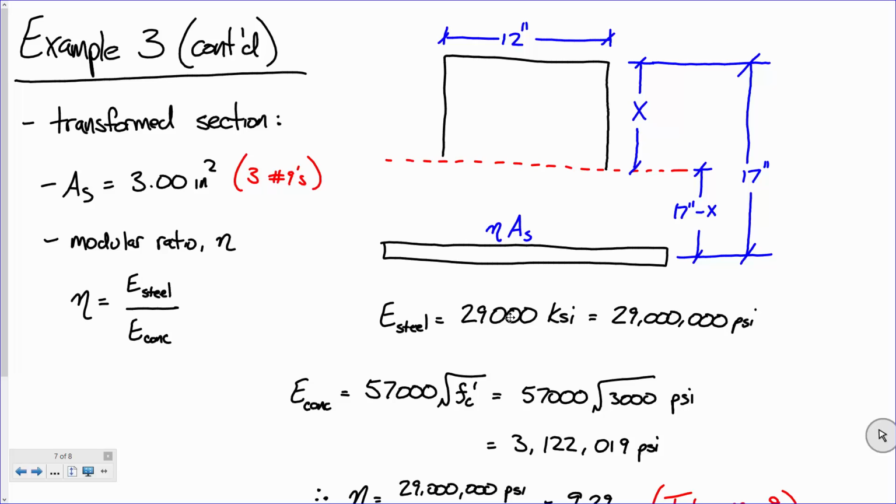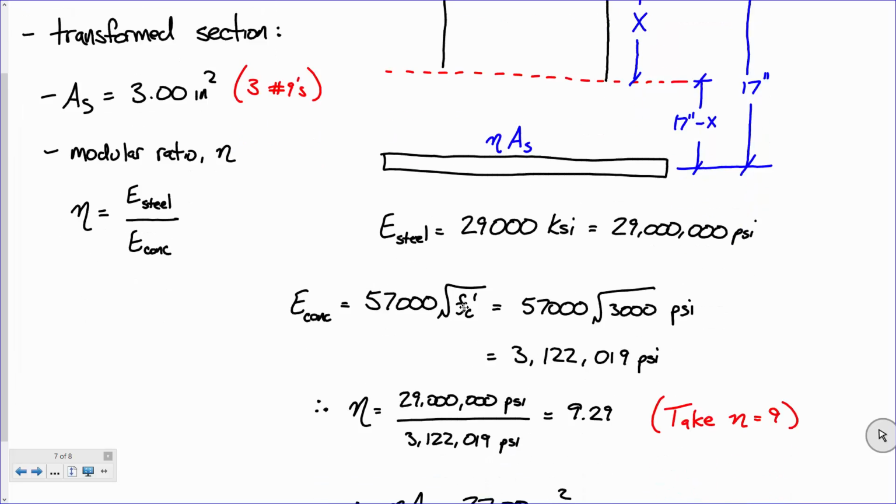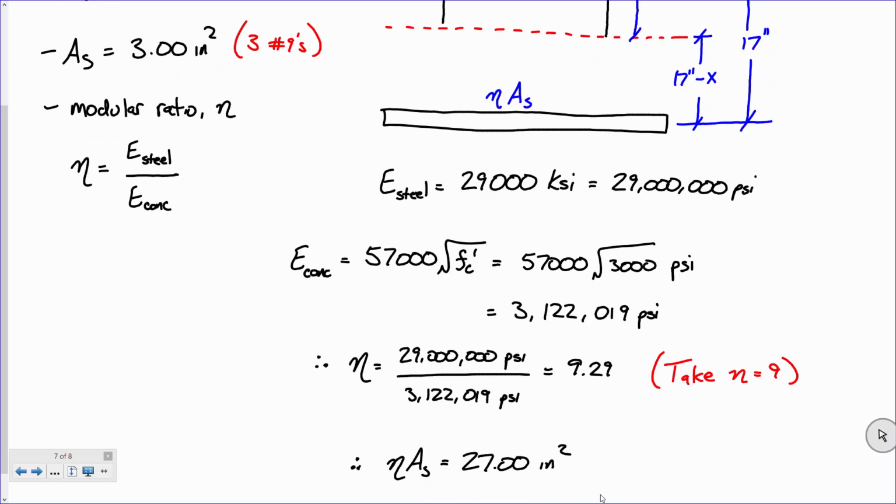The modular ratio is the ratio of the Young's modulus for steel to the Young's modulus for concrete. Young's modulus for steel is always constant, 29 million psi. For concrete, if you're dealing with normal weight concrete, as we are in this problem, 57,000 times the square root of f'c will give you Young's modulus for the concrete. It comes out to about 3 million. So you divide the two, and you get a number around 9.2, 9.3, something like that. When we utilize modular ratios, we tend to take the nearest whole number.